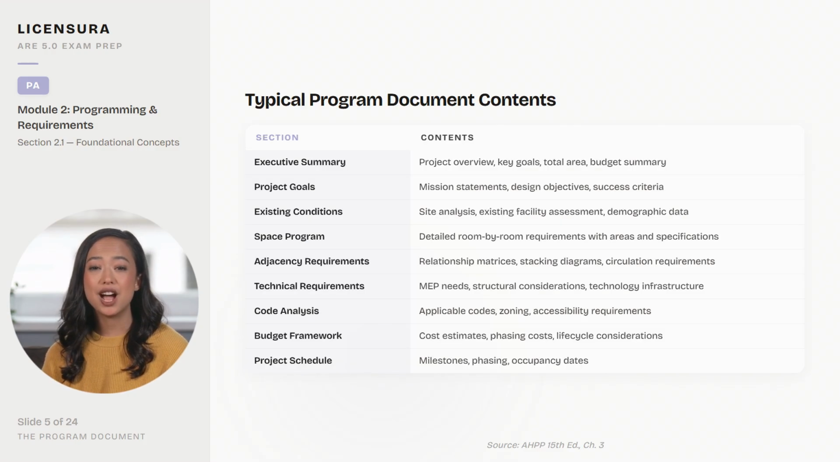The program document contents on screen show what the final deliverable actually looks like. It starts with an executive summary and project goals, then moves through existing conditions analysis, the detailed space program, adjacency requirements, technical needs, code analysis, budget framework, and project schedule. This document becomes the reference throughout the entire project. It's not a one-time deliverable. The exam tests whether you understand that the program document bridges programming and design and must be formally approved by the owner before design begins.